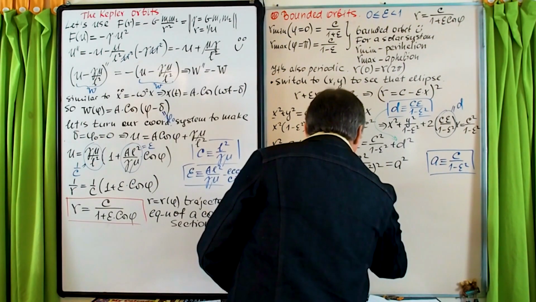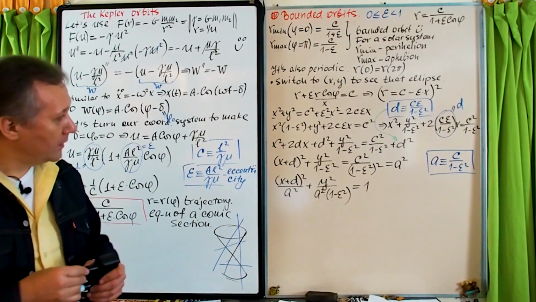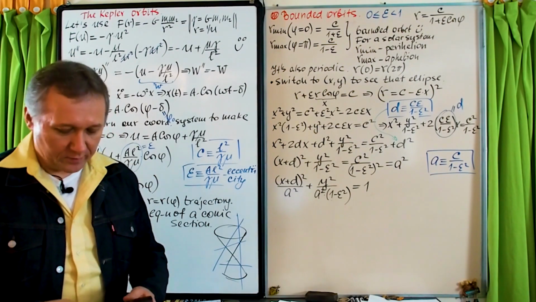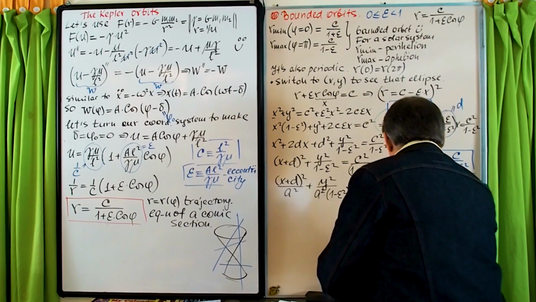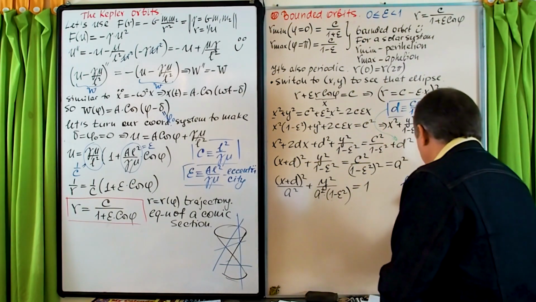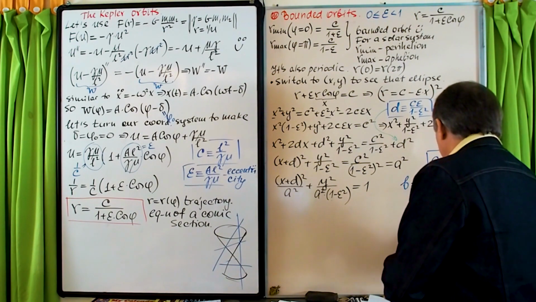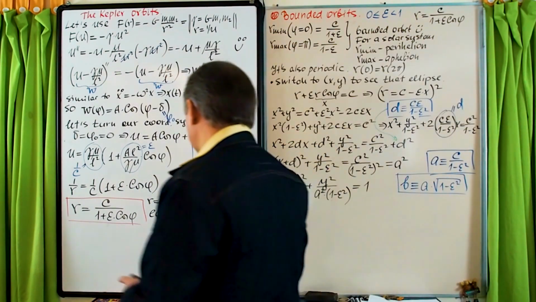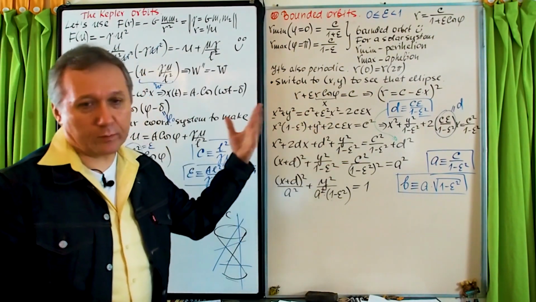And now you see we need to introduce the last constant, most likely. So let's call this b squared. So now we can introduce b. So b equals, again by definition, a times the square root of 1 minus epsilon squared. So how many constants did we introduce? 1, 2, 3, 4, 5. Okay, it's not that bad.